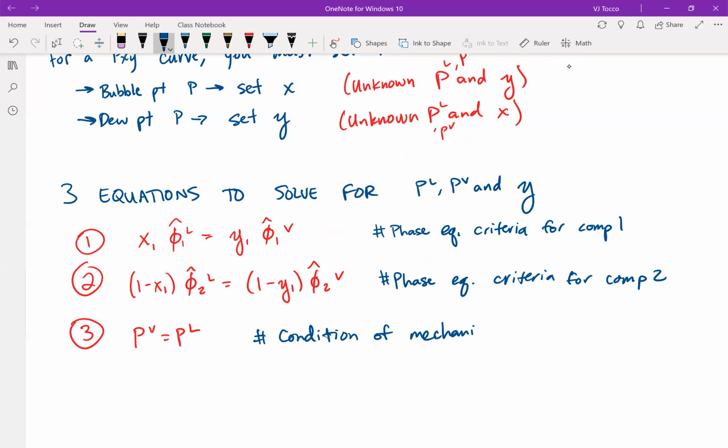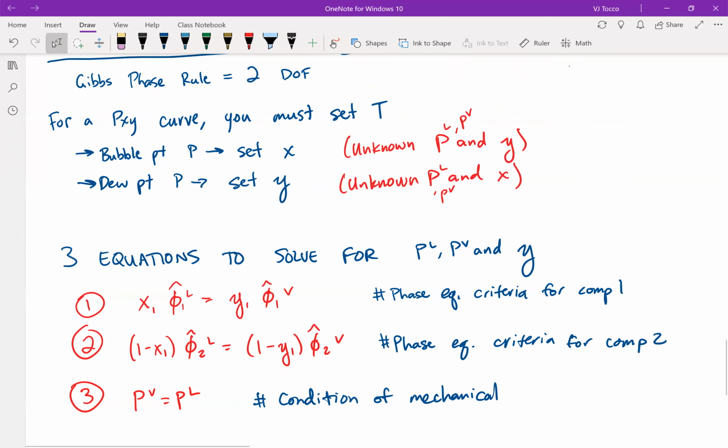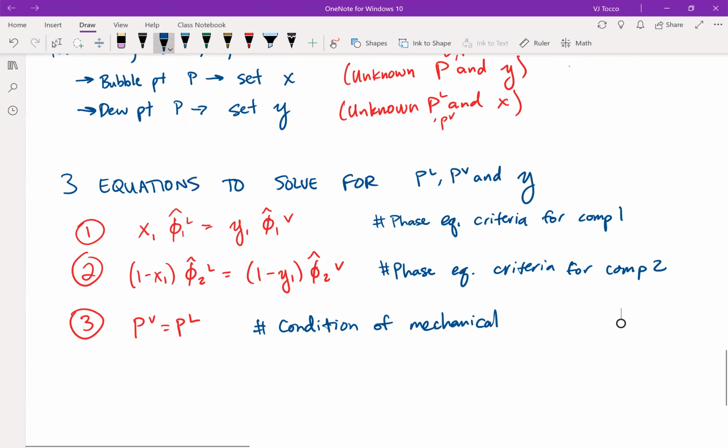And that's also something that we've known already, that if two things are in phase equilibrium, the pressure of the phases as well as the temperature of the phases are equal. So if I were doing the reverse, if I were doing the TXY curve in which I've set pressure, then temperature of the liquid and temperature of the vapor become unknowns. And I have an equation here that says TV is equal to TL, equilibrium.